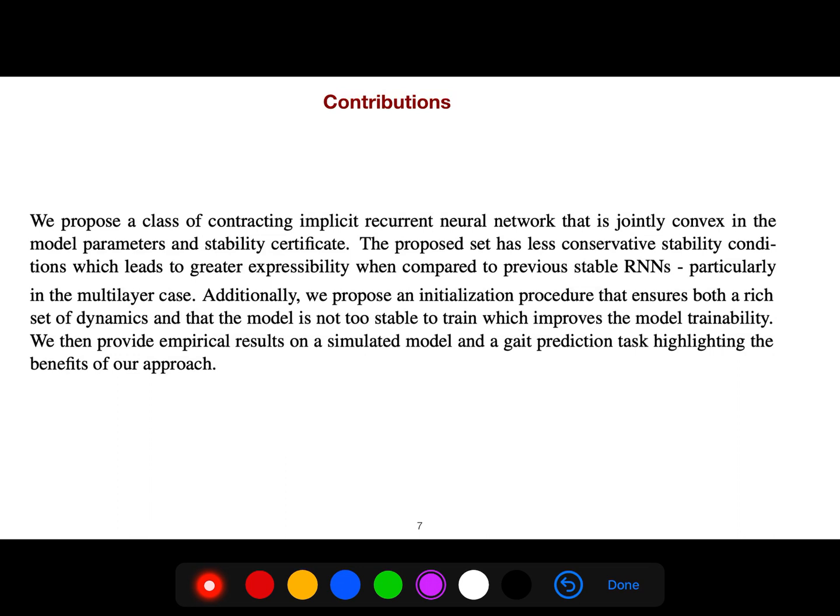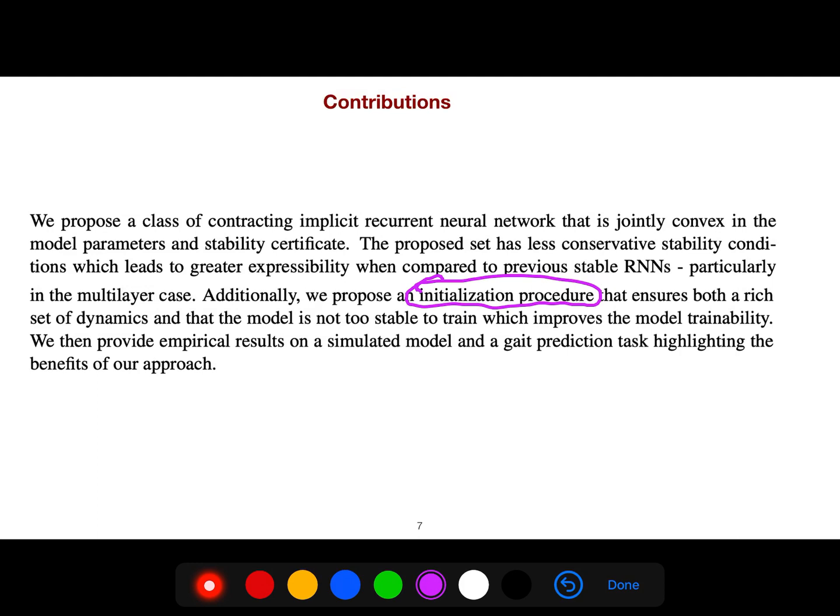They propose a class of contracting implicit recurrent neural networks that is jointly convex in model parameters and stability certificates. The proposed set has less conservative stability conditions, which leads to greater expressibility when compared to previous stable recurrent neural networks, particularly in the multi-layer case. Additionally, they propose an initialization procedure that ensures both a rich set of dynamics and that the model is not too stable to train, which improves trainability.